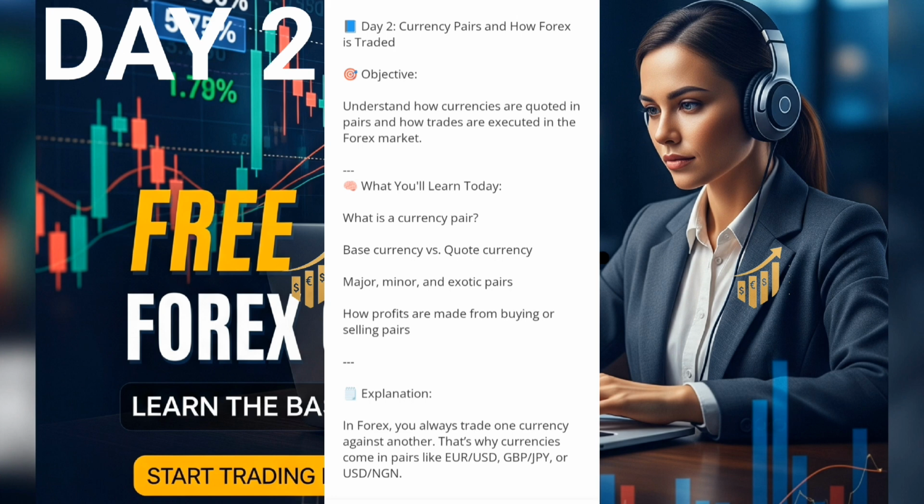What you'll learn today: What is a currency pair? Base currency versus quote currency. Major, minor, and exotic pairs. How profits are made from buying or selling pairs.